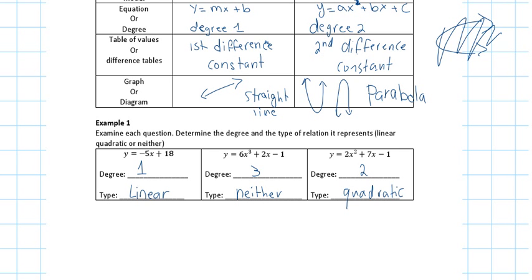Are you guys okay with this? So if you get questions like this, you're okay to tell me this? All right. When I ask you for the type, you're going to say either linear, quadratic, or neither. And then for the reasoning, you can say it's degree 1 or degree 2 or degree whatever. Okay?